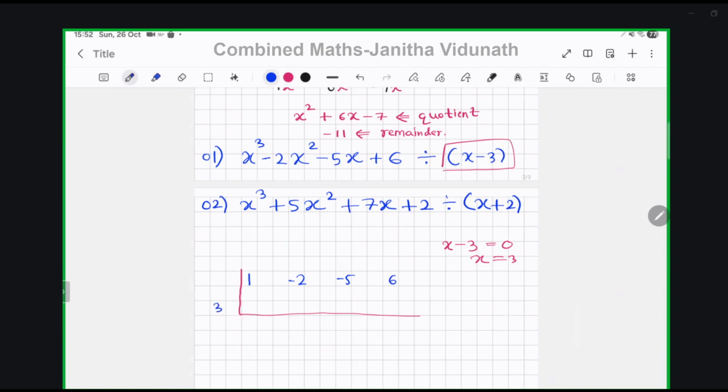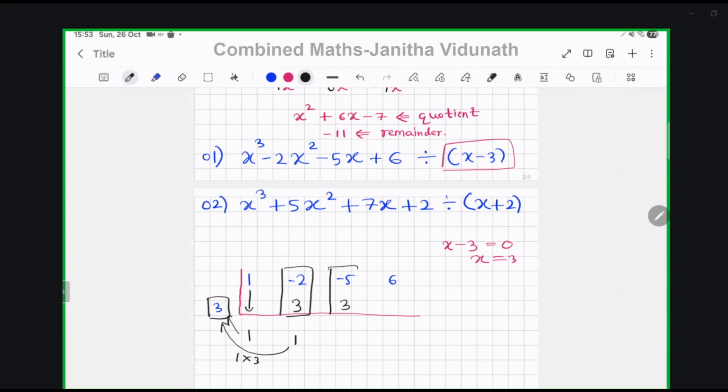Okay. Now we need to bring down the first coefficient, that is 1. Then 1 needs to be multiplied with 3. Then we move that to the next column. Then we add up the numbers in the same column. That means 3 minus 2 is 1. Then we multiply again that number with the number inside the box, and the answer will pass to the next column. That means 1 times 3.